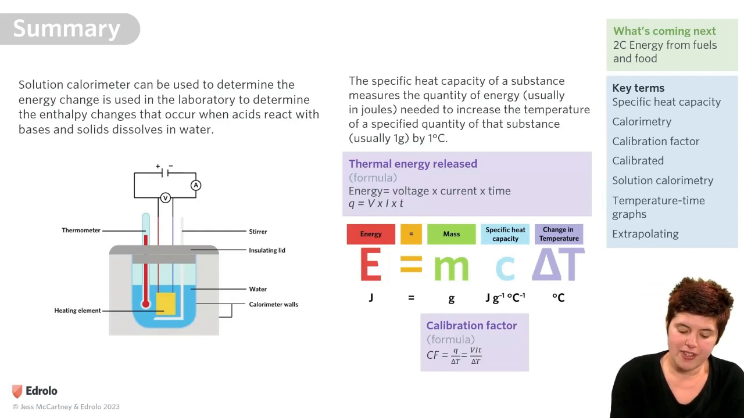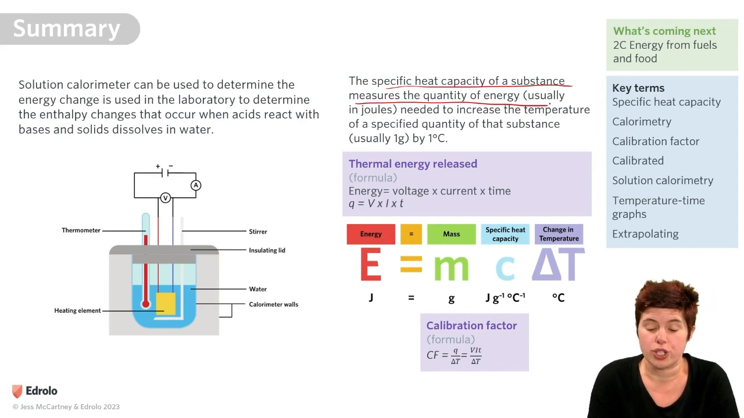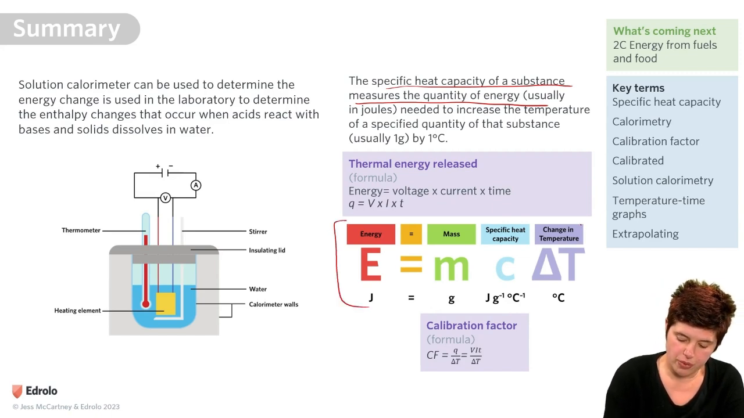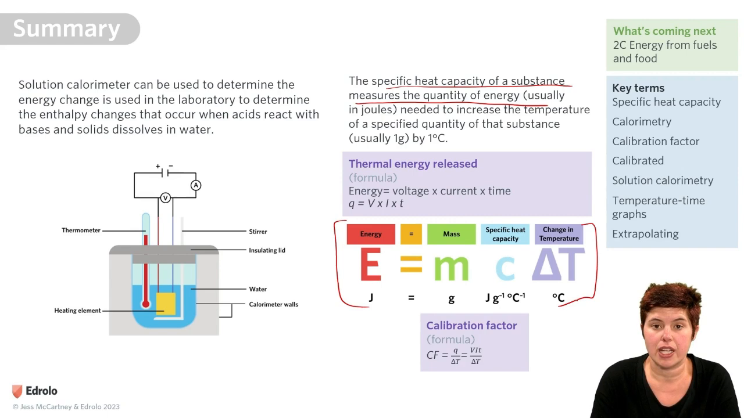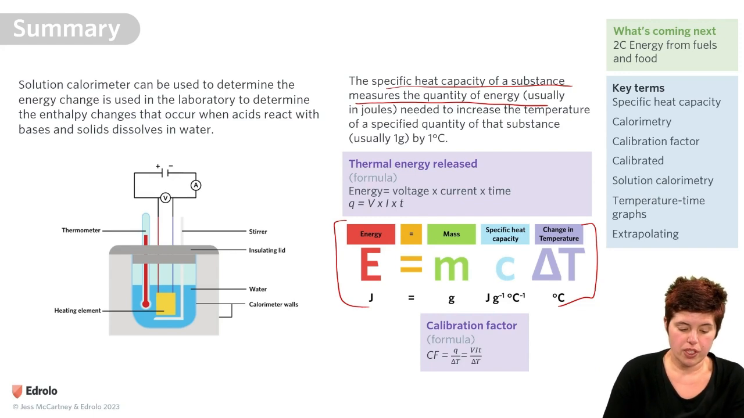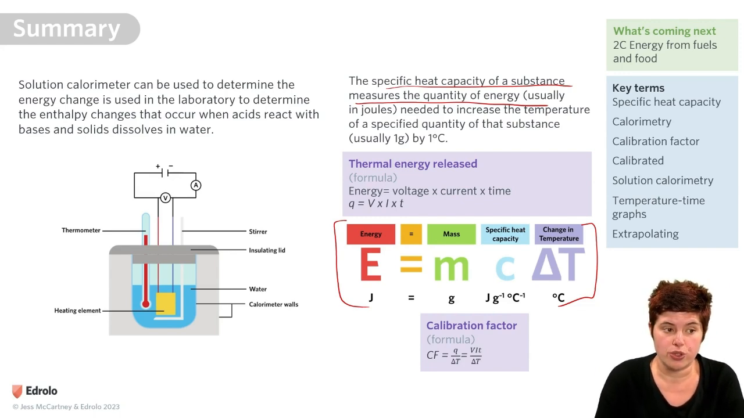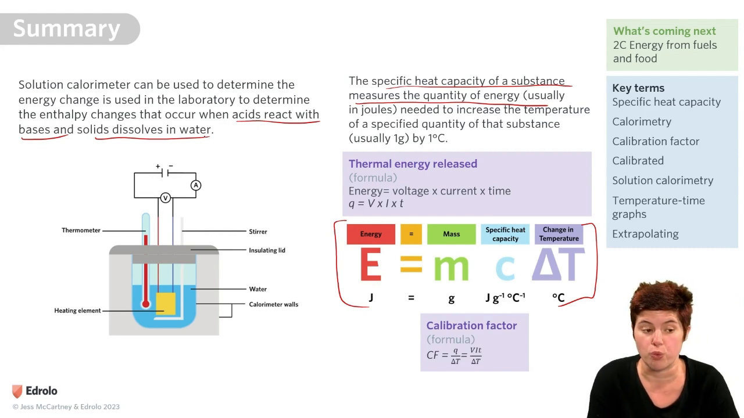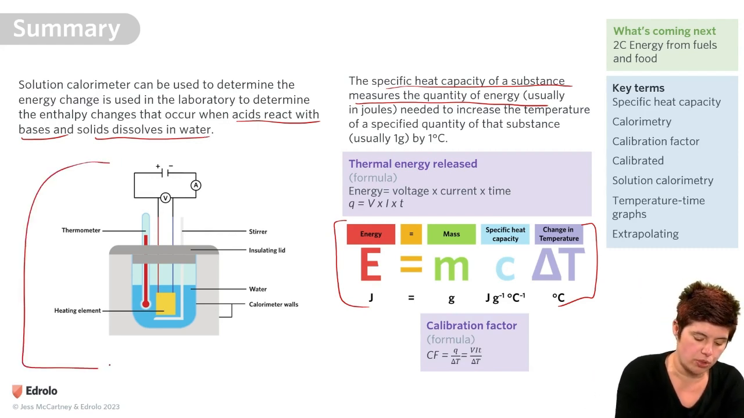To summarize, specific heat capacity measures the quantity of energy, usually in joules, required to increase the temperature of 1 gram of a substance by 1 degree. We use this formula when calculating energy with specific heat capacity, and we need the mass in grams and the temperature change. Solution calorimetry can be used to determine the energy change, generally in the lab when we're using acid-base reactions or dissolving substances in water, and this is what that setup looks like.